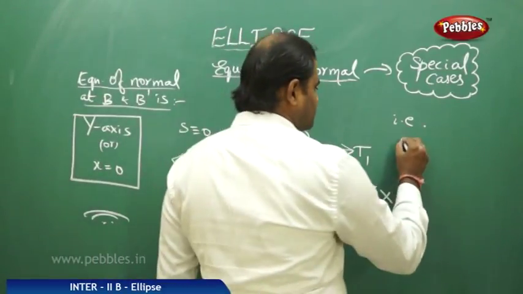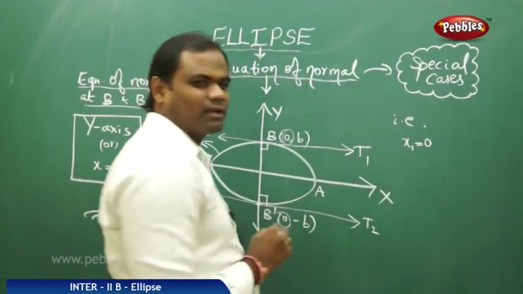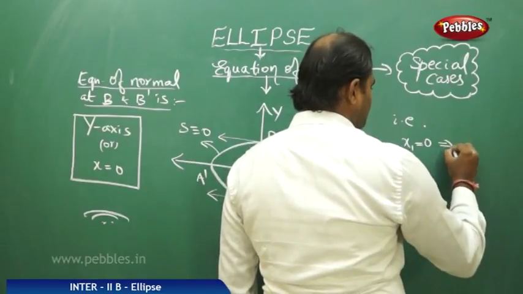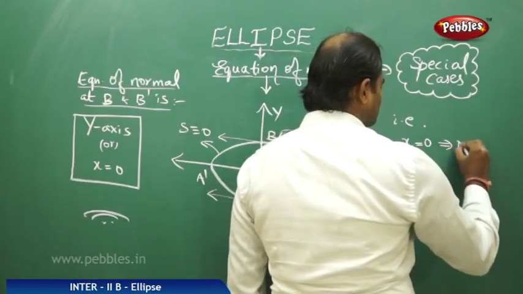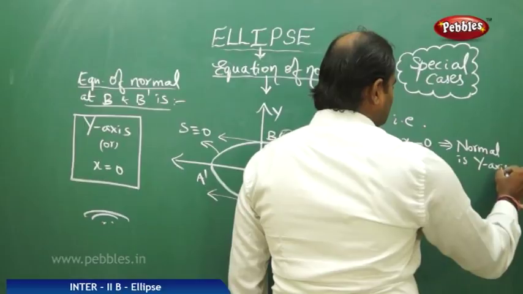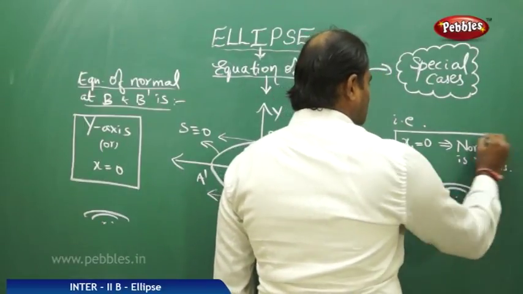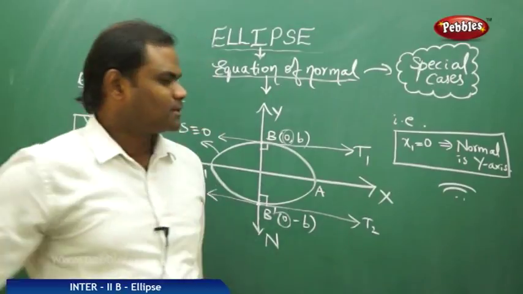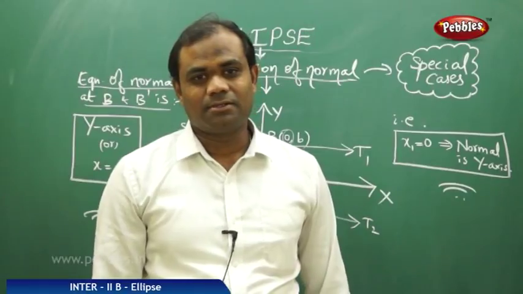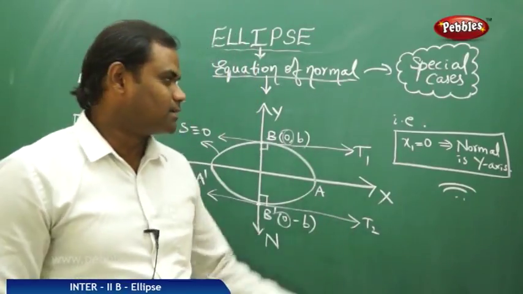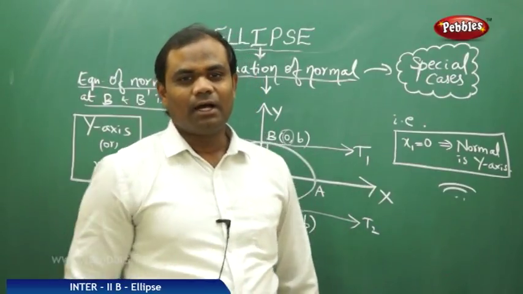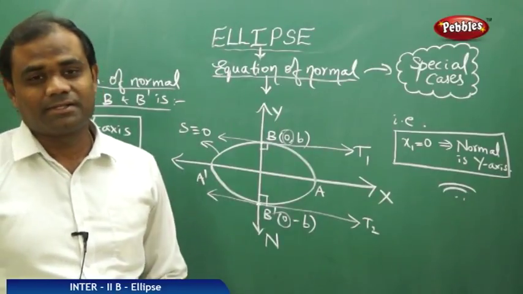That is, the x coordinate x1 equal to 0 implies the normal is the y axis. That is how I conclude the formula: x1 equal to 0 implies the normal is the y axis. Similarly, the next concept is about identifying that y1 equal to 0 implies the normal is the x axis. So let's see how y1 equal to 0 leads to the normal being the x axis.